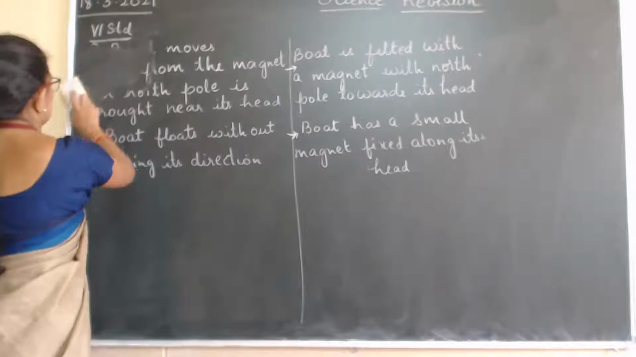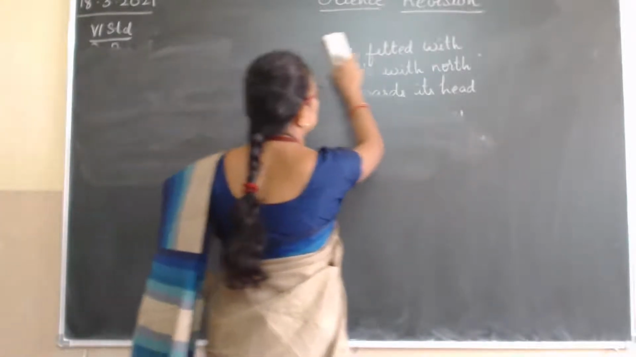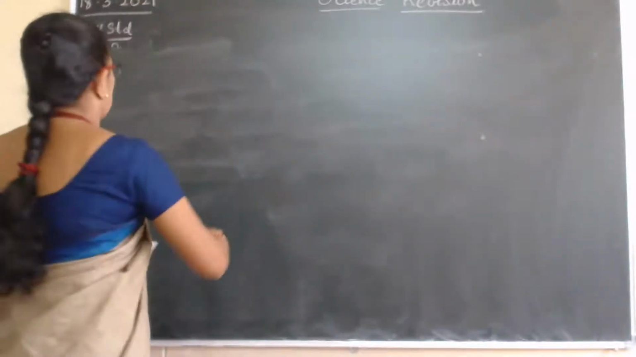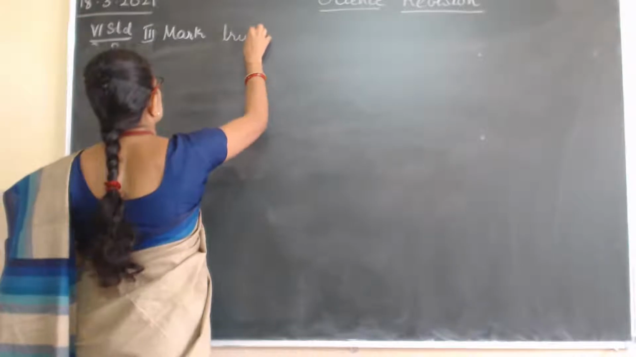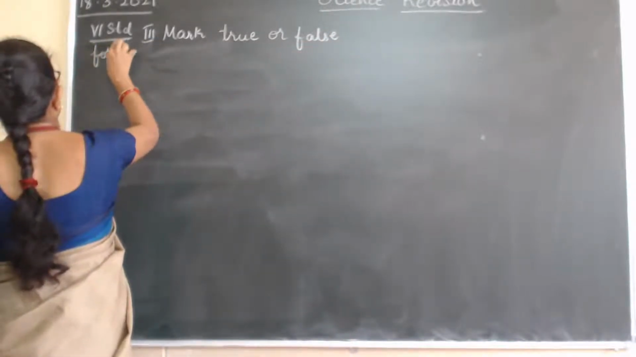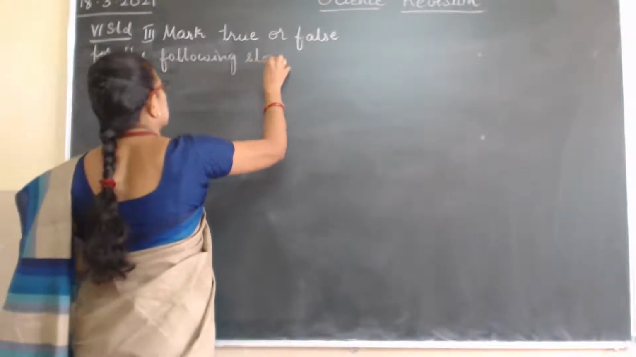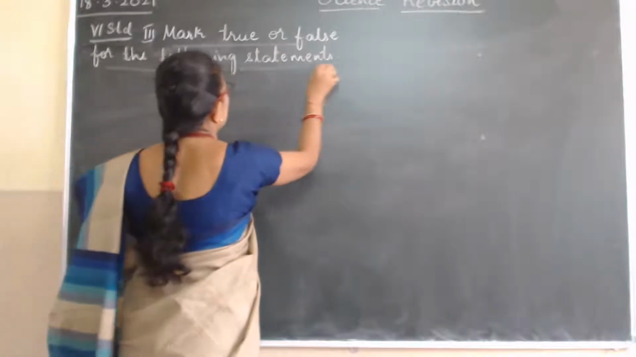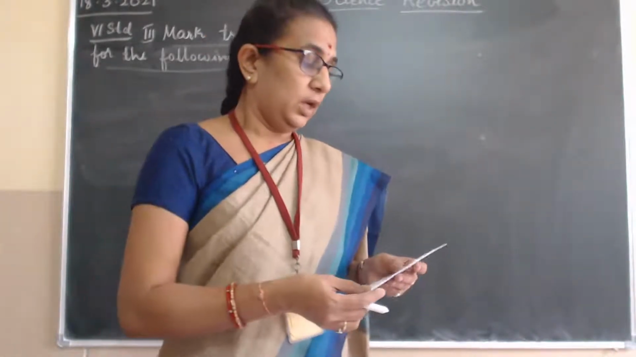Next we'll go for true or false. Say whether the statements are true or false. Now the third bit we are going to write is: mark true or false for the following statements. The heading can be of any type. They can write state whether the following statements are true or false, or mark true or false, or simply true or false. It doesn't matter.